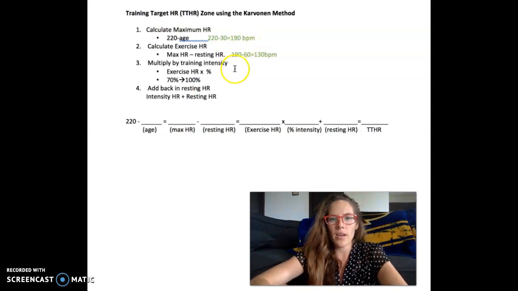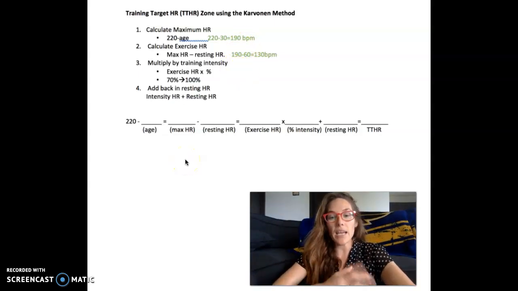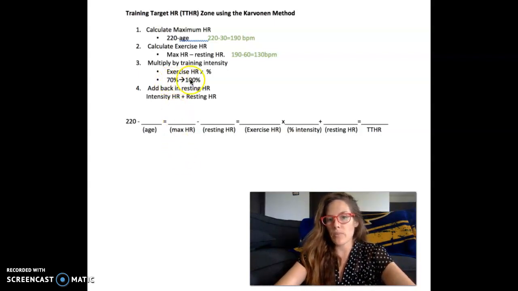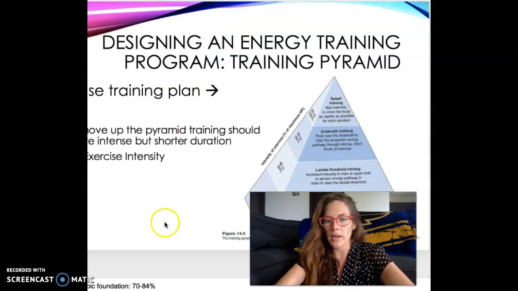It's important. Okay, now for this next question, we're going to have to dig for a little more information. So now we're going to look at the training intensity, and this example has 70% to 100%. That's just an example. So let's look back at what we were looking at in the PowerPoint. You see here the training pyramid. Those are the zones we're talking about.